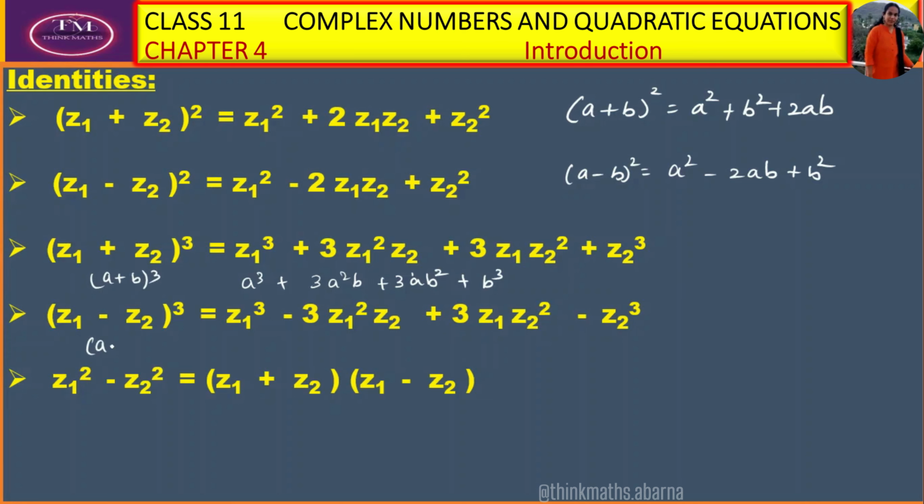What about (a − b) whole cube? The same. a cube minus 3a square b plus 3ab square minus b cube. The same formula can be applied to the two complex numbers, (z1 − z2) whole cube. Here also z1 square minus z2 square, that is a square minus b square, is (a + b)(a − b). So the same formula is applied to complex numbers.